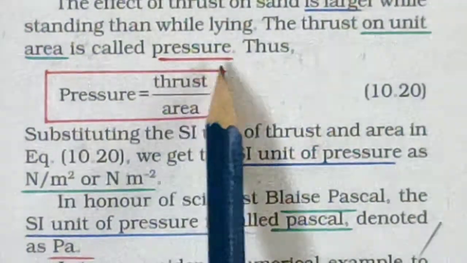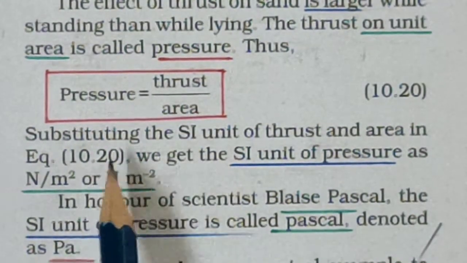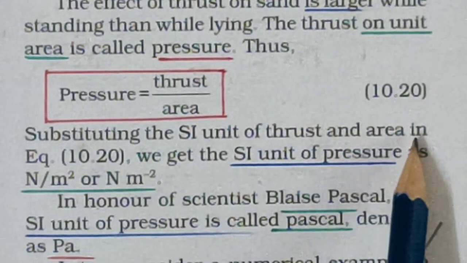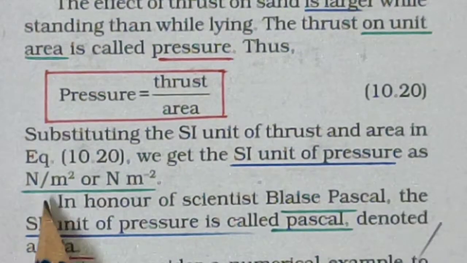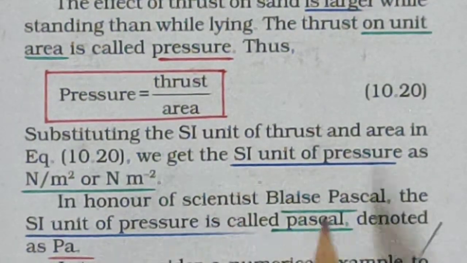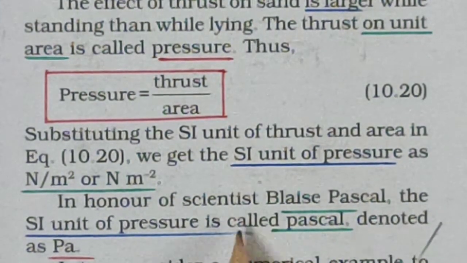Thus, pressure is equal to thrust divided by area. Substituting the SI unit of thrust and area in the above equation, we get the SI unit of pressure as newton per meter square. In honor of the scientist Blaise Pascal, the SI unit of pressure is called pascal, denoted as Pa.